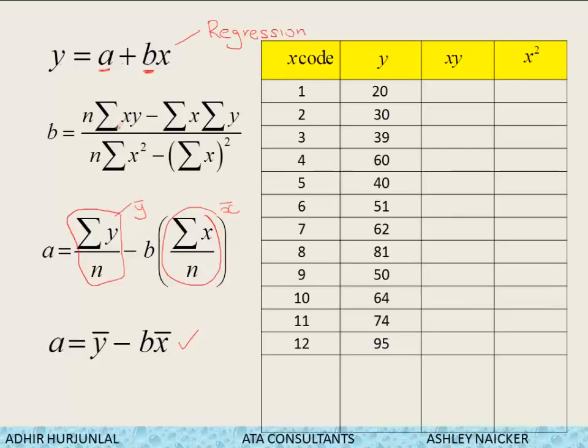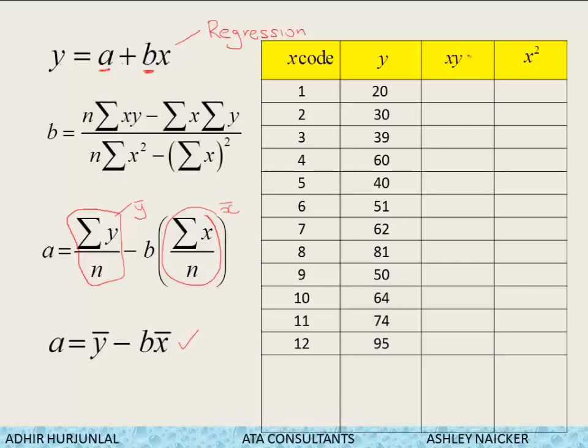How do I go about getting the value for B and the value for A? I now go into another table. Now this may seem monotonous, but this table gives me the trend line. I start off by using my X code. Remember I dealt with the X code before, 1 right up to 12. Then I have my Y as from the original question as well. These are my Y values coming down.